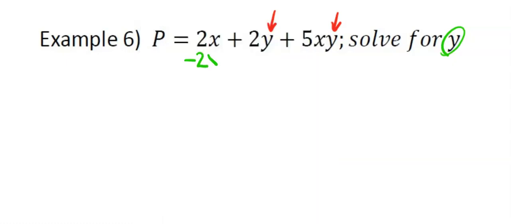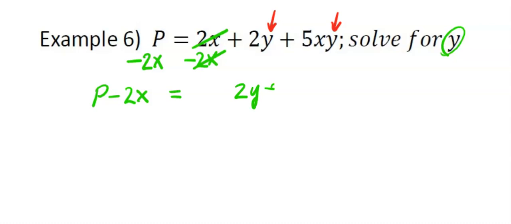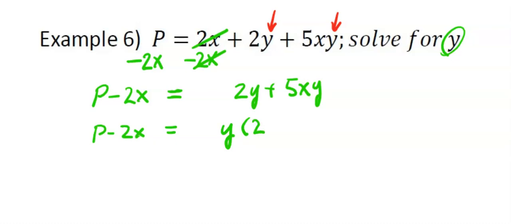So I'm going to subtract 2x, and that cancels that, and then we're left with on the left hand side, p minus 2x is equal to 2y plus 5xy. So what would we do next to get these y's out? We have to, rhymes with tractor, right, factor. So we take p minus 2x equals y times, when I take y out of this term, I'm left with 2. And when I take y out of this term, I'm left with 5x.